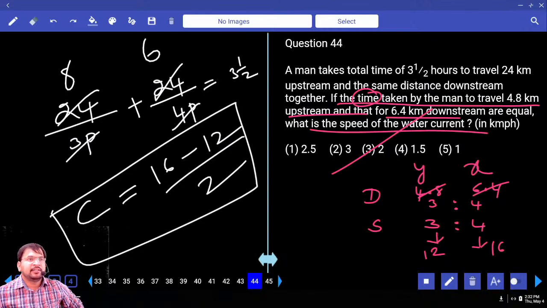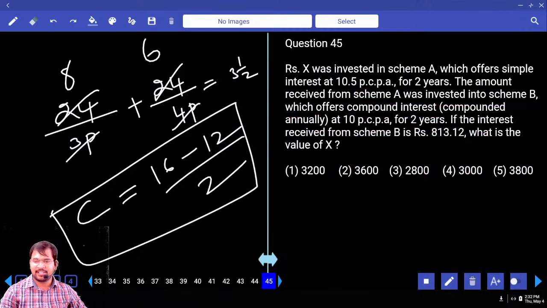Are you clear? Here distance is constant. Whenever distance is constant, sorry, time is constant. Whenever time is constant, distance and speeds are directly proportional. If you know that rule, that is very easy for you. Are you clear? Shall I go for the next question? Are you ready? So be active. So many questions are there now.